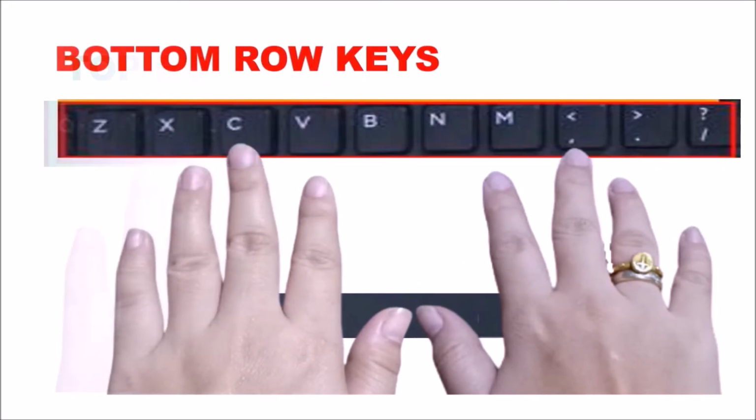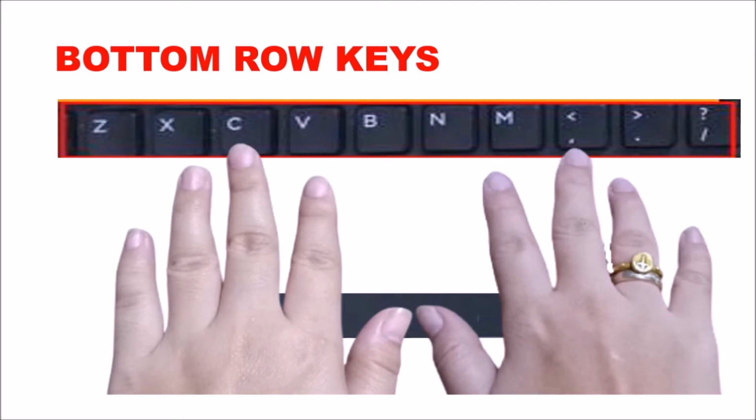And so now going down, your left and right fingers are still being assigned to certain letters and symbols. So your left fingers, starting with the left pinky, it is assigned to letter Z. Then the left ring finger will be on X. The left middle finger will be on C. The left forefinger will be on V and B. And then your left thumb will still be on the space bar.